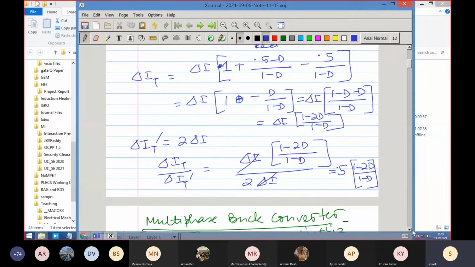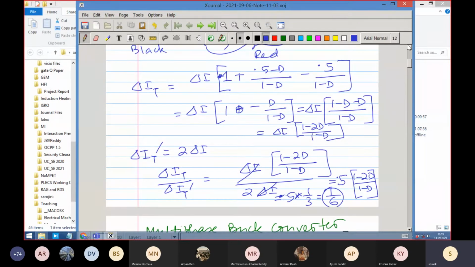So what is the value of this? Let us take one number, d is equal to 0.4. Then this is equal to 0.5 into, 0.4 into 2 is 0.8, 1 minus that is 0.2, and the denominator is 0.6. So 0.2 by 0.6 is 1/3, and with the 0.5 factor it is divided by 6. So it is very big, a 1 by 6th factor is coming in the ripple compared to what it would have been had it been an in-phase converter. This is a multi-phase converter, that means phase shift is there.